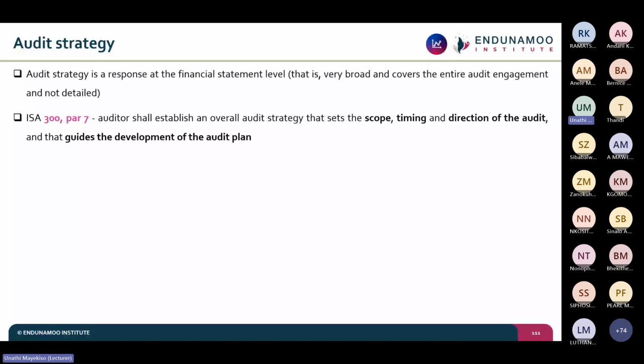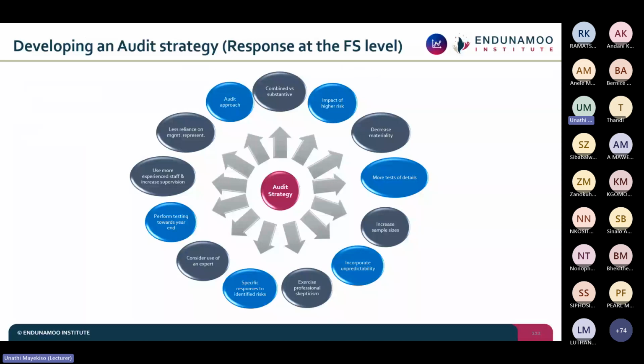Audit strategy has many components. So you can decide you're going to do a combined or a substantive approach. You're going to consider the impact of a higher risk. You're going to decrease your materiality. You're going to test more substantively. You're going to increase your sample sizes. You're going to incorporate unpredictability. You're going to exercise professional skepticism. All of those things are things that you would include in your audit strategy. You're going to get experts. You're going to perform testing towards year end. You're going to use less reliance on management representations, etc.